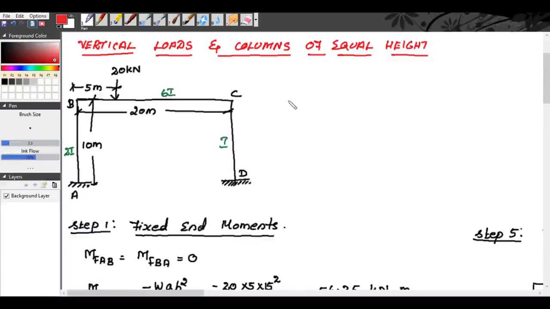And in order to find the stiffness factor, we know the relative stiffness. We know if the far end is fixed, the relative stiffness is I by L. And if the far end is hinged, the relative stiffness is 3/4 I by L. Here, everywhere it is a fixed support. So, it is I by L. So, only I by L is considered.